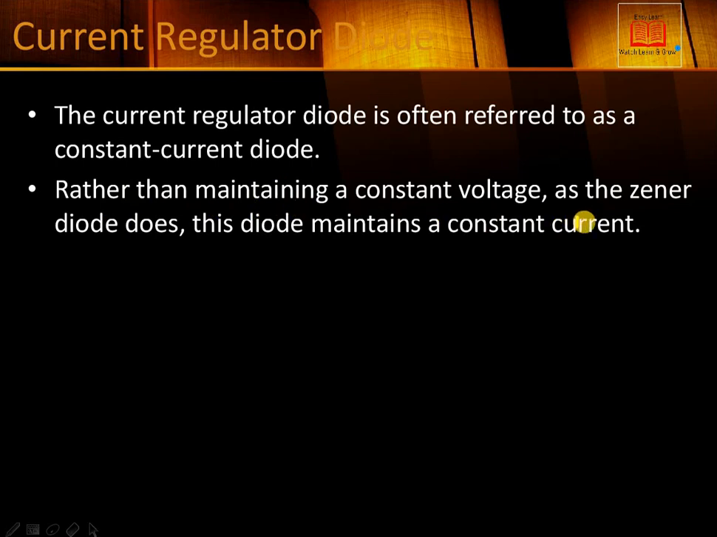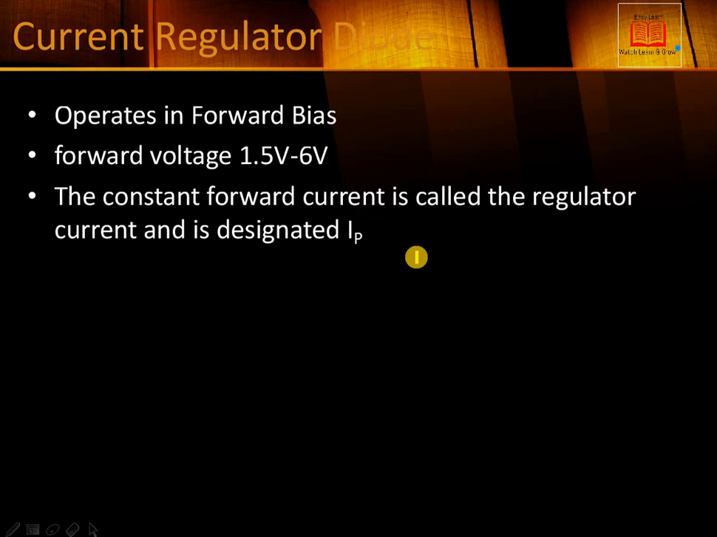Rather than maintaining a constant voltage like the Zener diode, it maintains a constant current. It operates in forward bias. Its normal operation is forward bias operation. It is not used for reverse bias; it's very poor in reverse bias. It's just like a conductor, and if you change the polarity to reverse bias, it's just like a normal conductor, without any resistance or potential barrier. So it's not designed to operate in reverse bias.